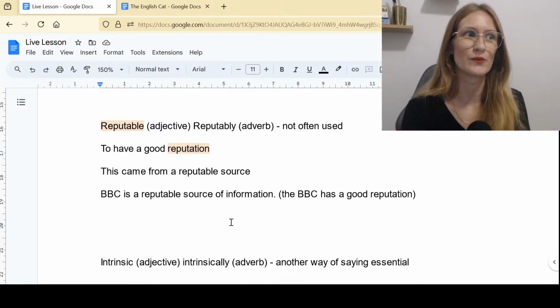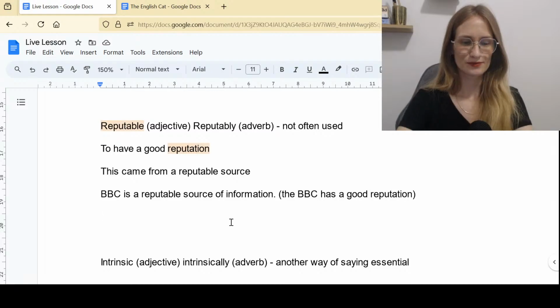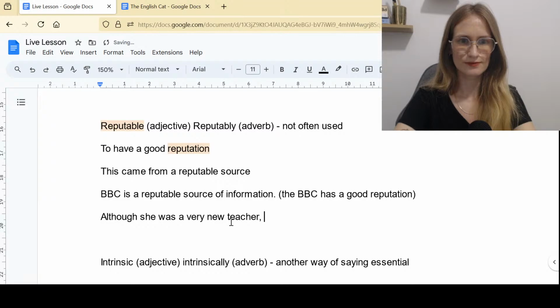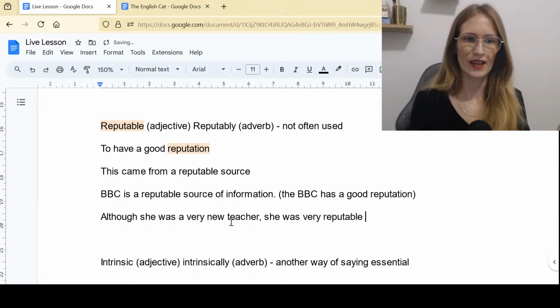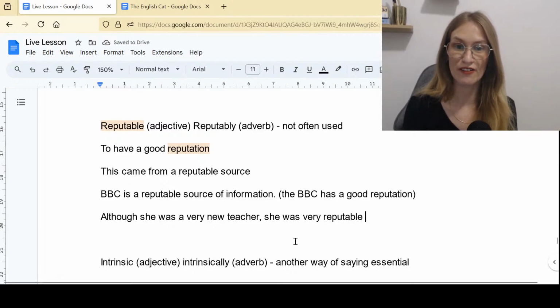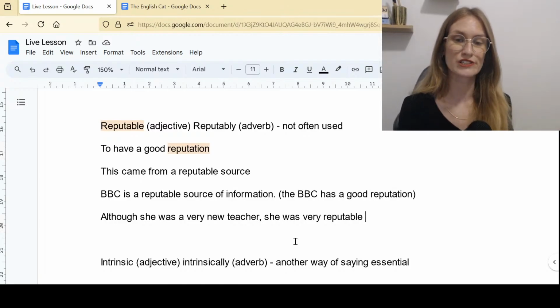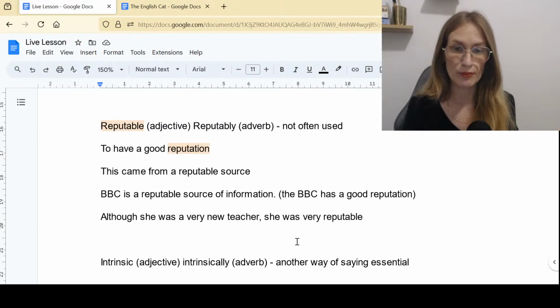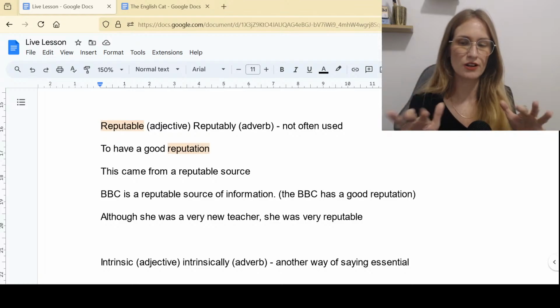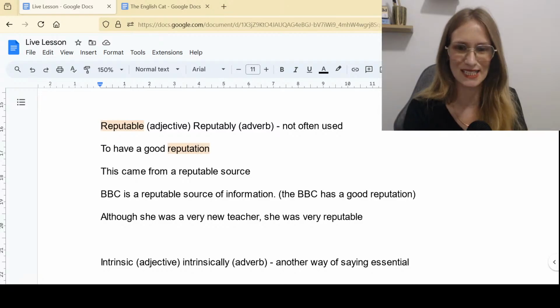What's another example I can give you? Here we go. Although she was a very new teacher, she was very reputable. So although she was very new, although she didn't have a lot of experience, she had a very good reputation. Finding a reputable source is hard. Perfect. Exactly, Miranda. Sometimes it can be really difficult to search something online and understand if what you've searched is correct or if it's just somebody has written that on the internet. Yes, I agree. Really nice explanation, really nice example.